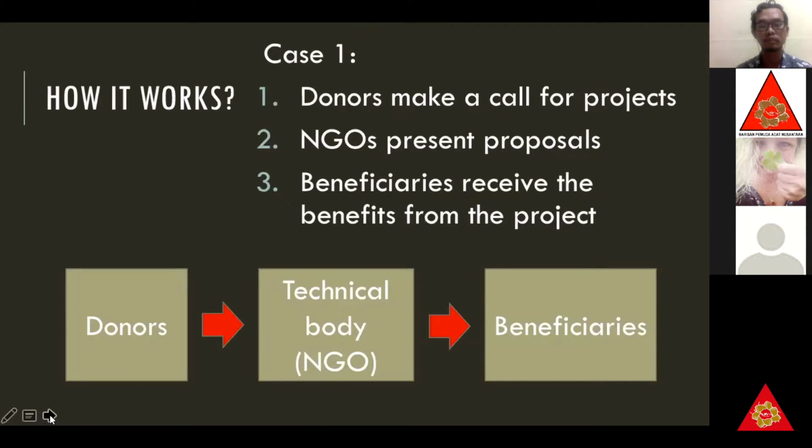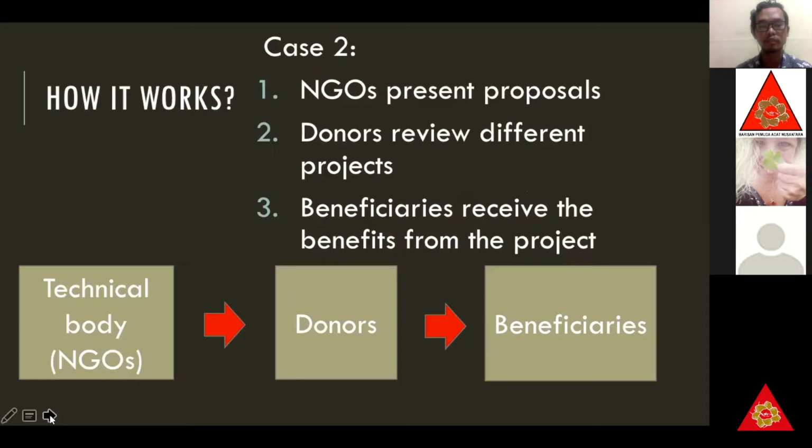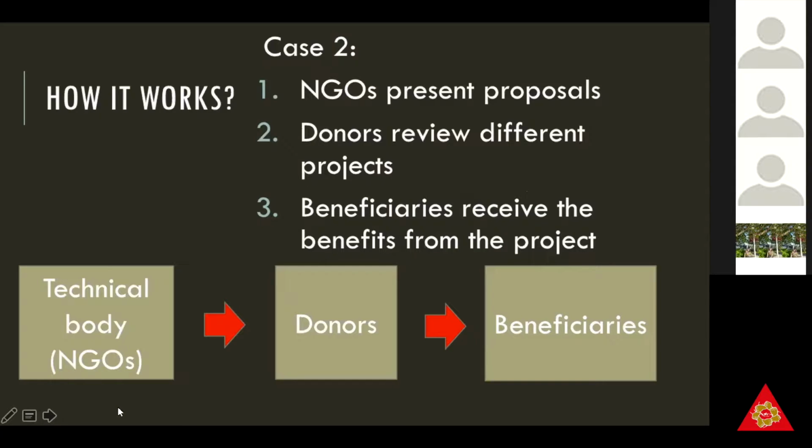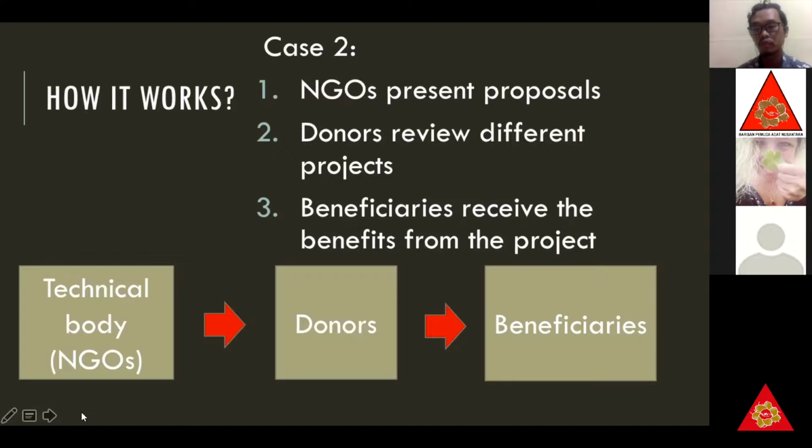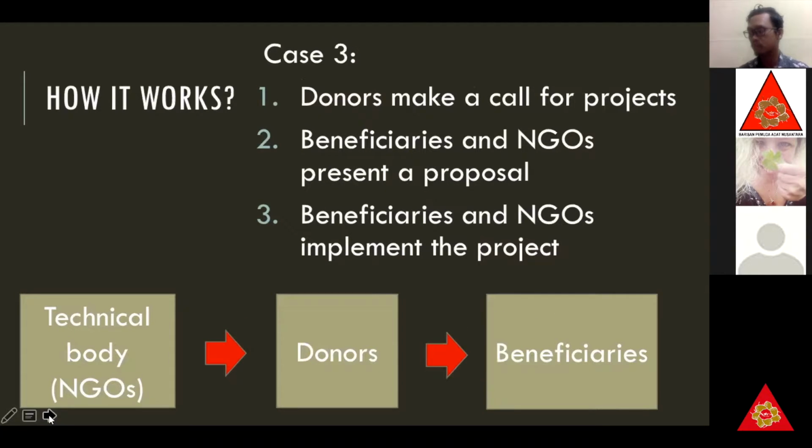But you have other cases. For example, in case number 2 here, the technical body has the ideas and makes proposals. In number 1, NGOs present proposals. So donors review different projects, different proposals from different technical bodies, and then if they accept, the beneficiaries receive the benefits from the project. So in these 2 first cases, which are the most common, the beneficiaries are only waiting, if you want.